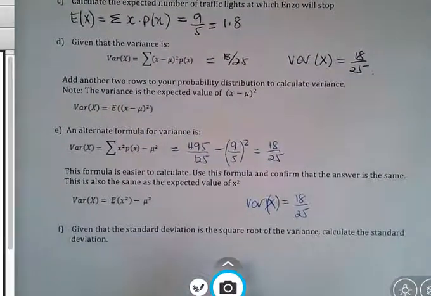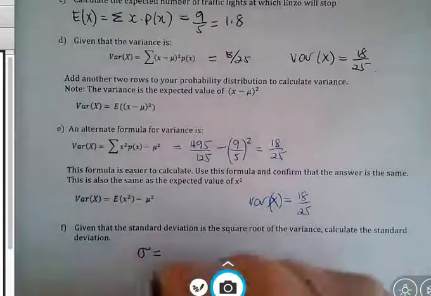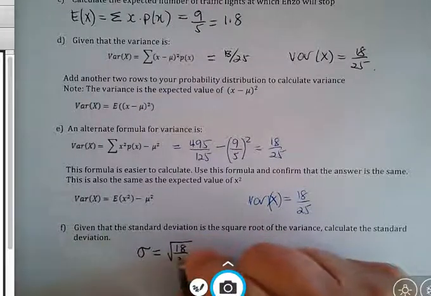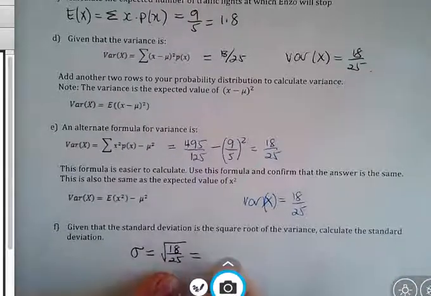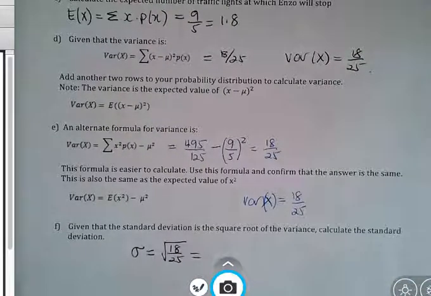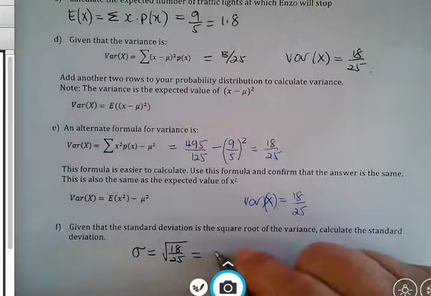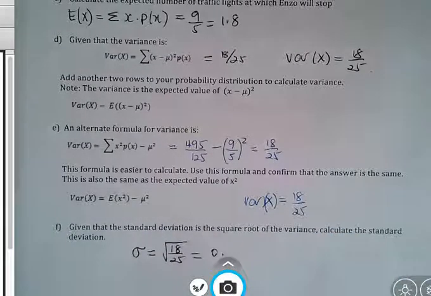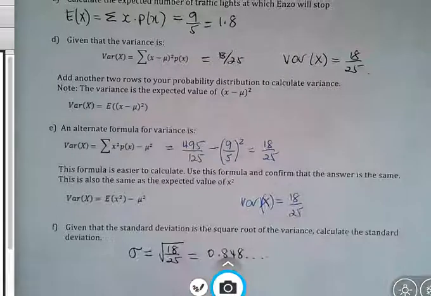Given that the standard deviation is the square root of the variance, calculate the standard deviation. The symbol is sigma, which is the square root of 18 over 25. You could just get a decimal answer for that; we don't really need an exact answer. Putting that on your calculator, you would get 0.848, giving a few decimal places. Okay.